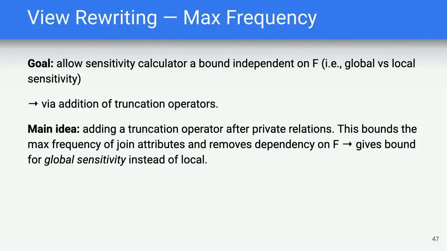Okay. Now, but we're still not super good, right? Because there is a dependency on F here. Like, you need to look at the data. Okay. So the second thing that our view rewriter does is that it gets rid of the max frequency, okay? So we have this sensitivity calculator that gives us a result that is dependent on some true data statistics, okay? This means that now whatever bound this sensitivity calculator gives us is a bound for local sensitivity.